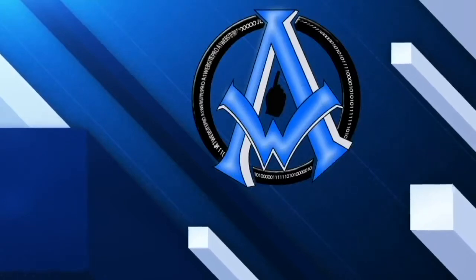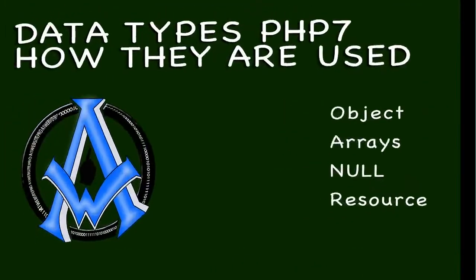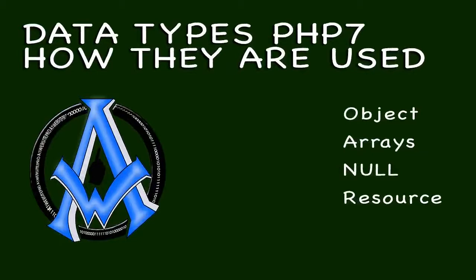But in this lesson we're going to talk about the other four data types in PHP 7, which are objects, arrays, null, and resource. So if you're following along, go to the link in the description of this video, where there are the files for this lesson. There's the files from the last lesson and the files for this lesson found on that post.